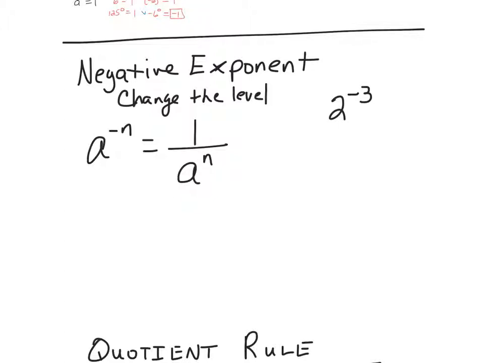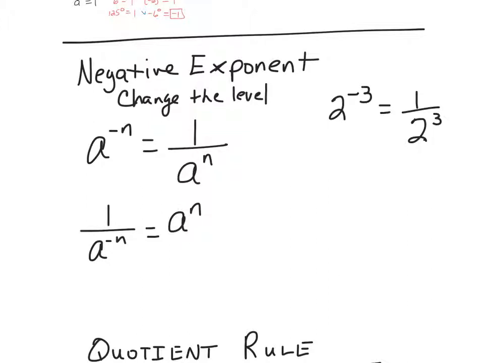I'll spare you the details here, but it also works in reverse. If you have a negative exponent in the denominator, like 1 over a to the negative n, if you change the level on the factor, move it to the numerator, the exponent will become positive. So I'd have a to the n over 1, which is simply a to the n. So to make an exponent positive, you change the level. That's it. That's what we're saying. So if you had 2 to the negative 3, change the level, we'd have 1 over 2 to the positive 3.